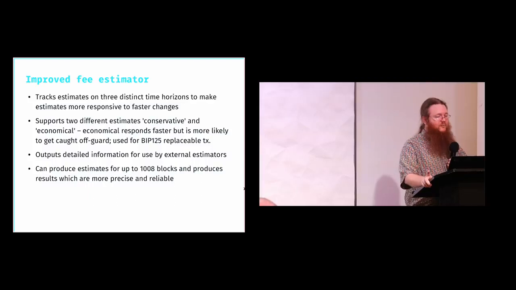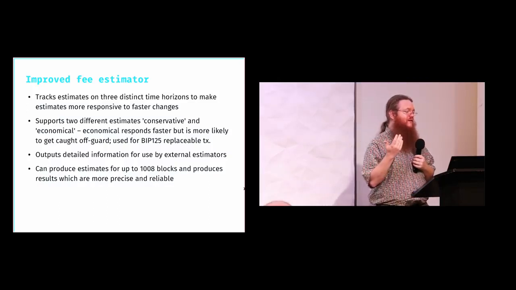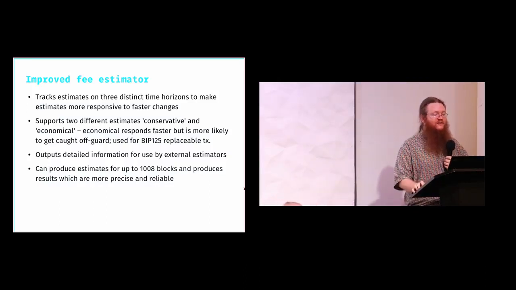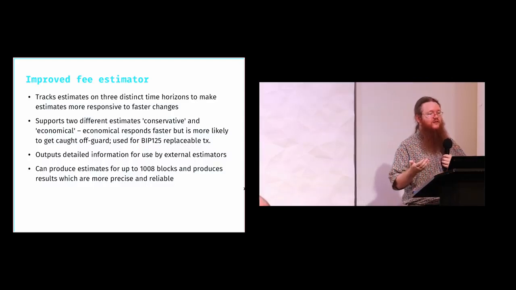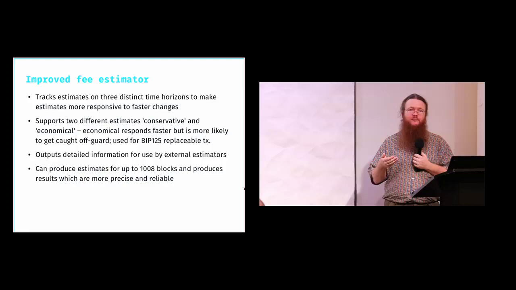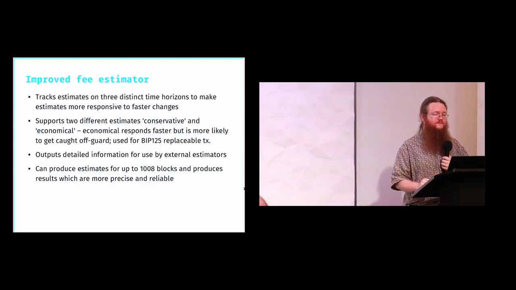We use the economical by default for transactions which are BIP 125 replaceable. The idea is if you underpay on one of those, you can fix it. If your transaction's not flagged as replaceable, those are much harder to fix, and so we default to using the conservative estimator. We also made the estimation machinery output a lot more data, which will help improve it in the future, but it's also being used by external estimators where other people have built a fee estimation framework that takes the Bitcoin Core estimates as an input.